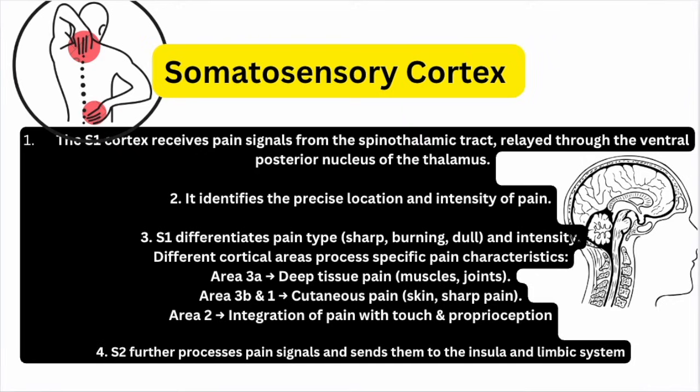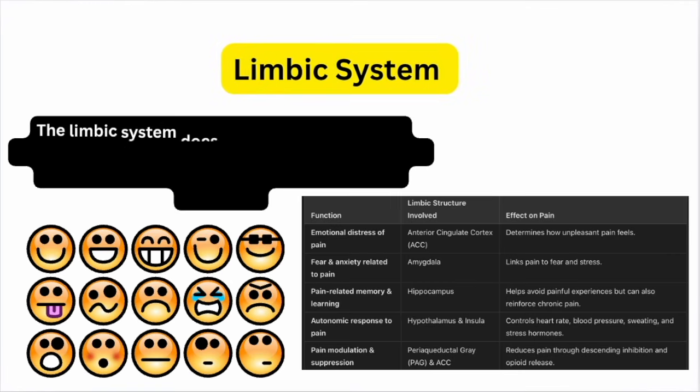It identifies the precise location and intensity of the pain. The S1 differentiates pain type and intensity. Different areas provide specific pain characteristics. Area 3A is deep tissue pain, 3B and 1 is cutaneous pain, and Area 2 is integration of pain with touch and proprioception. S2 further processes pain signals and sends them to the insula and limbic system.